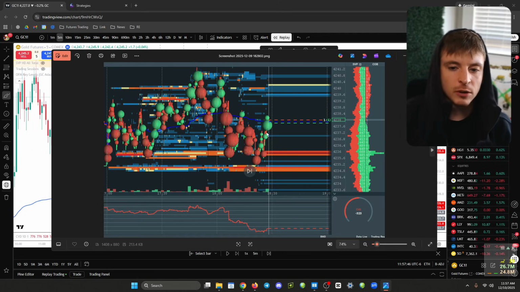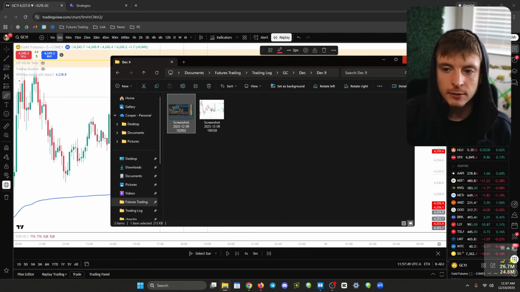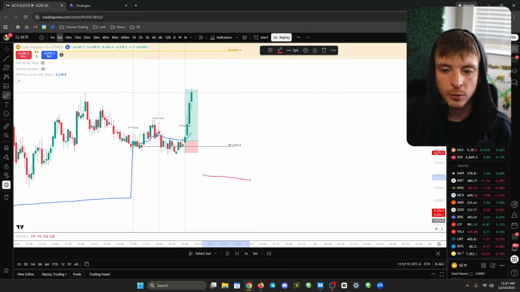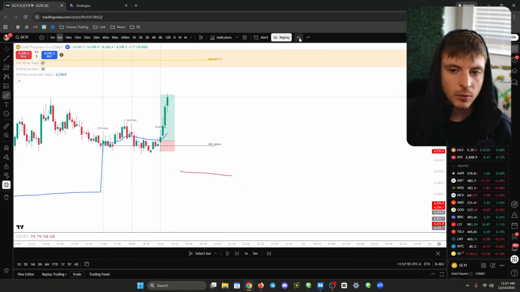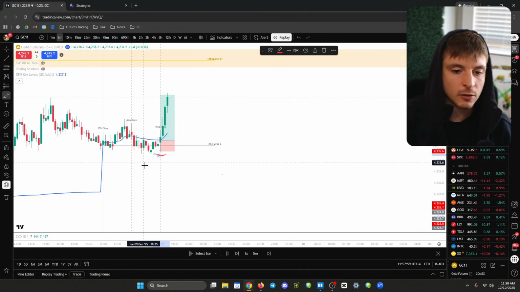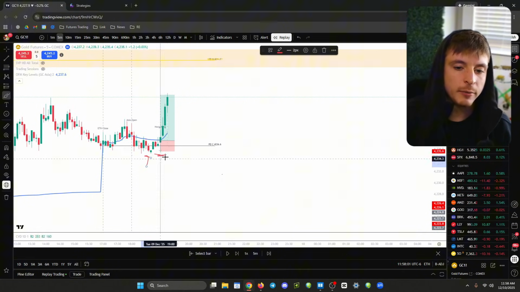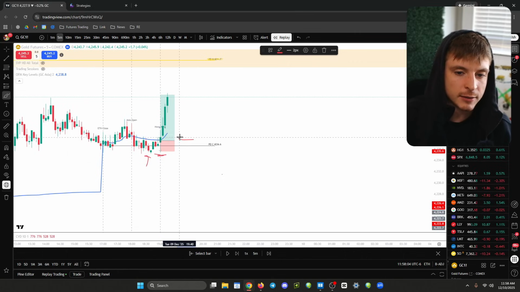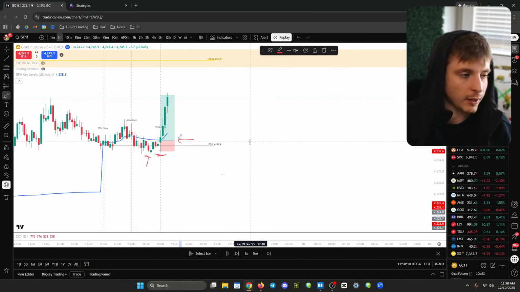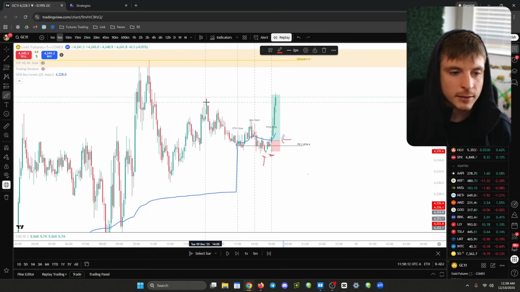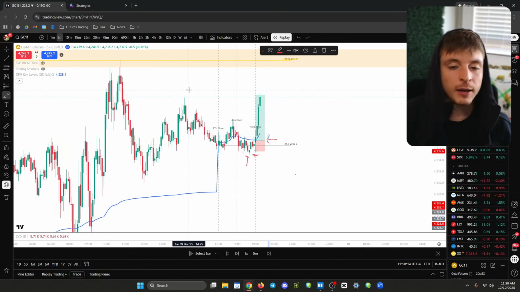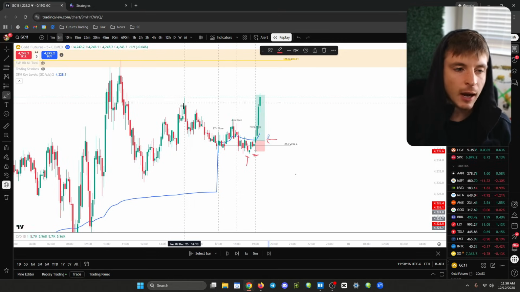And I have a screenshot right here. This is pretty much what it looked like about 30 minutes before. And eventually, whenever we finally opened up, we came down here, retested this little low from the CVD divergence. And immediately after that, buyers finally stepped in right around here. And that's when I took it long, targeting this high right here from, I guess it would be the RTH session. It wasn't the high, but it was a high.